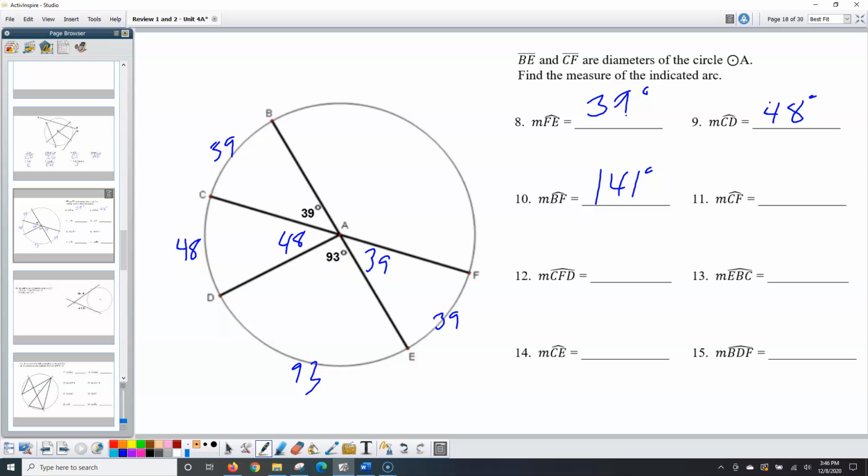Arc CF is half the circle, 180. Arc CFD. CFD is everything except for that 48. So I'm going to say 360 minus the 48, and that is 312, I think.